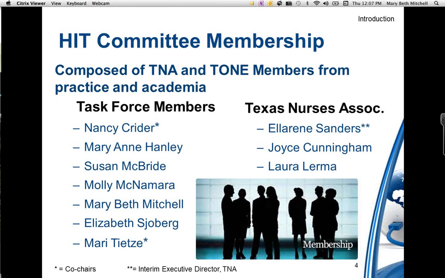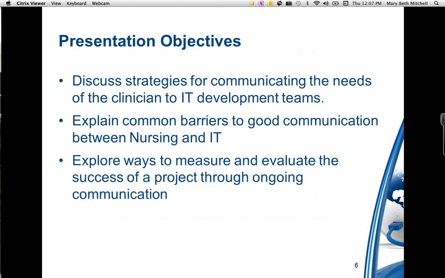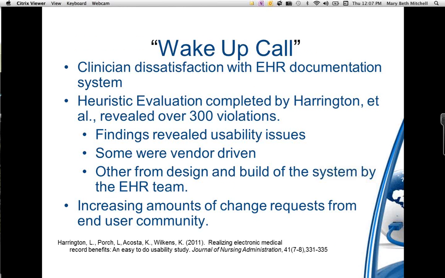I won't go through all of these, but this is a list of our HIT committee members. They represent both the TNA and Tone membership, and represent nursing practice, informatics, and academia. And these are our statewide priorities, as I've already mentioned. I want to go through these pretty quickly. I think Laura already gave you our objectives, so let's just go ahead and get into the content. And with this, I'm going to turn it over to Donna for the first part of this presentation.